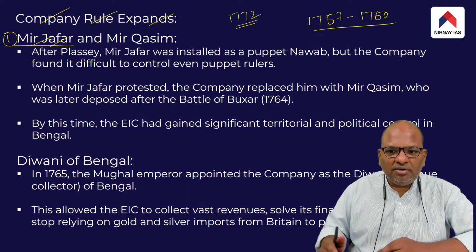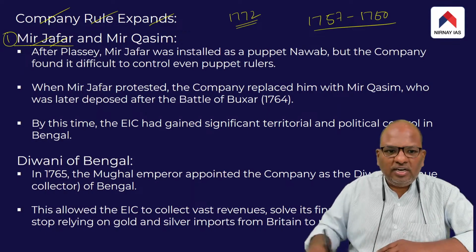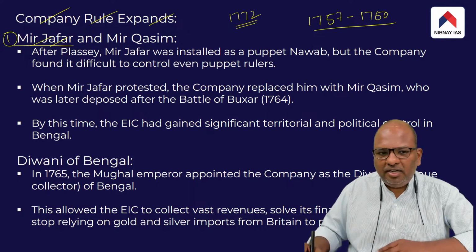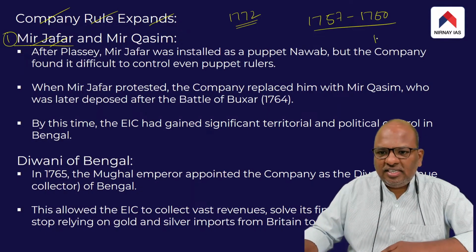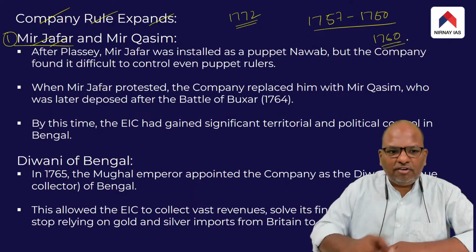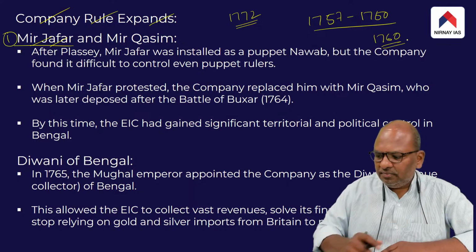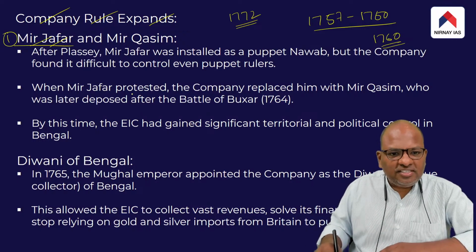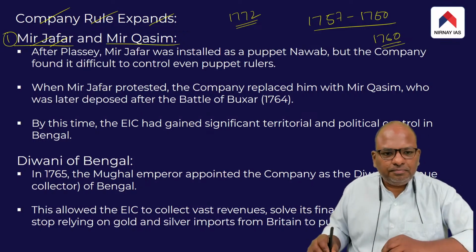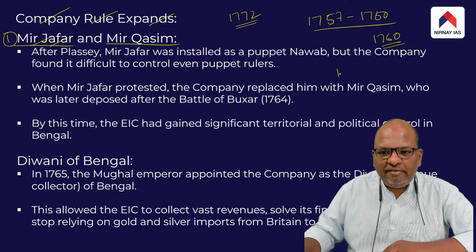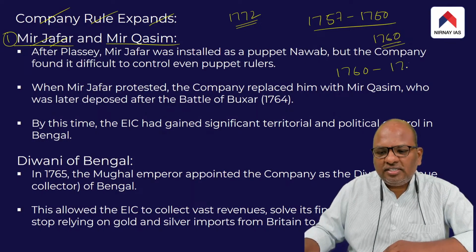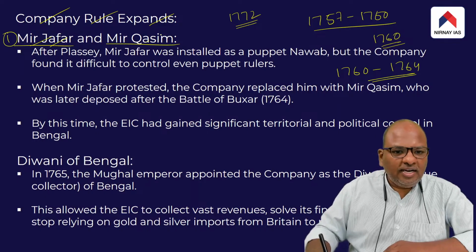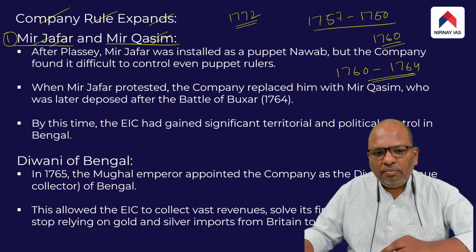But then afterwards, conflicts broke out between Mir Jafar and the British. And therefore, in 1760, the British removed Mir Jafar from the throne as the ruler of Bengal and replaced him with Mir Qasim. So between 1760 and 1764, Mir Qasim was basically the ruler of Bengal.